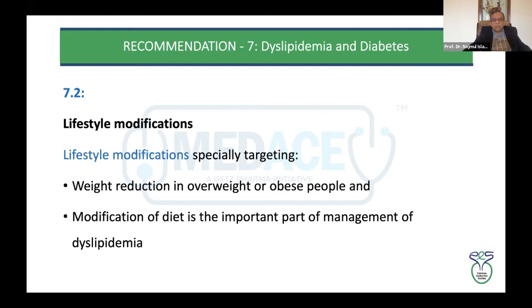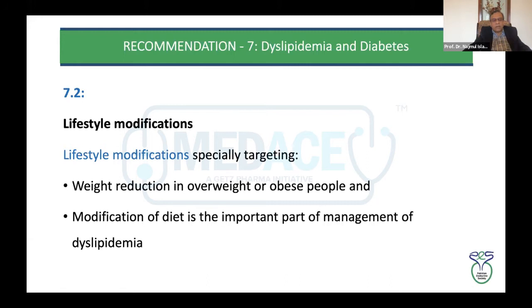In a normal weight person, exercise does not lead to reduction in cholesterol or triglyceride level. Modification of diet is an important part of the management as well, in addition to weight reduction. And that will have an impact on both patients who are obese as well as those who are non-obese.